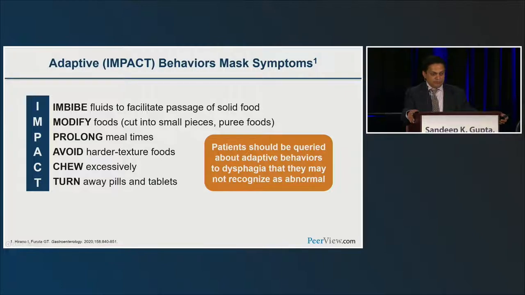They take liquids to facilitate passage of food. They modify the food, either avoid textures or cut it into smaller pieces. They have prolonged meal times. They avoid harder texture foods. They chew excessively till it becomes like a puree in their mouth. And then they try and avoid pills and tablets.